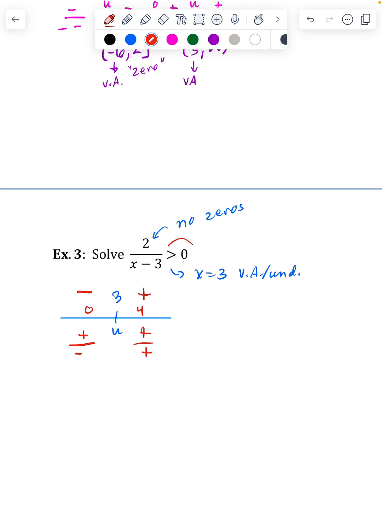So if they want something greater than 0, they're going to want from 3 on, but I don't include the 3 because it's not "or equal to," and even if it was, I wouldn't include it because it was undefined, not 0.